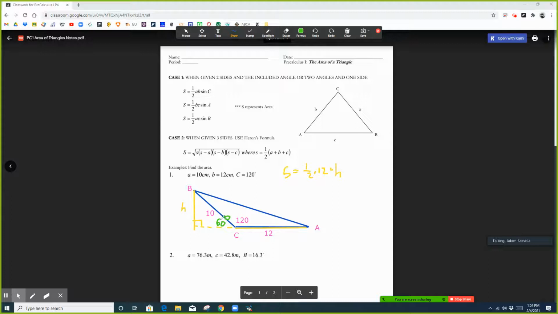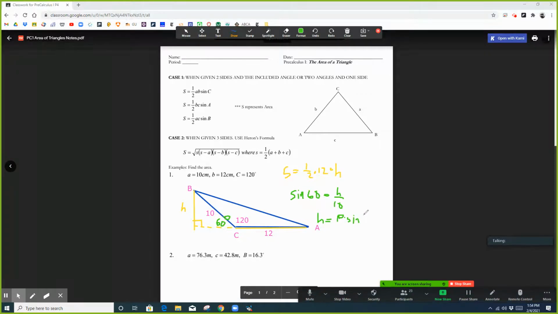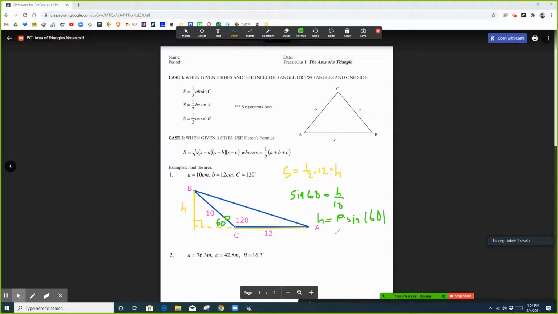So I need to know that this angle here is 60. And now we could do SOHCAHTOA. We could say the sine of 60 is equal to h over 10, which means if we cross multiply, the height is going to be 10 times the sine of 60. All right, so now we can type that in our calculator and get the height. Now, if you remember from your chart, sine of 60 is equal to root 3 over 2.